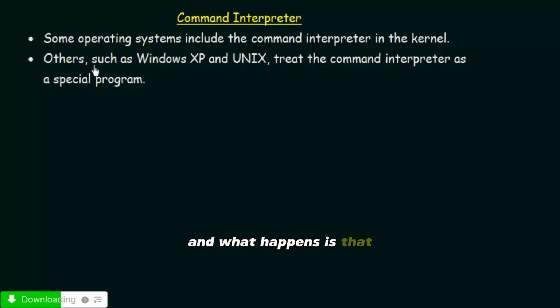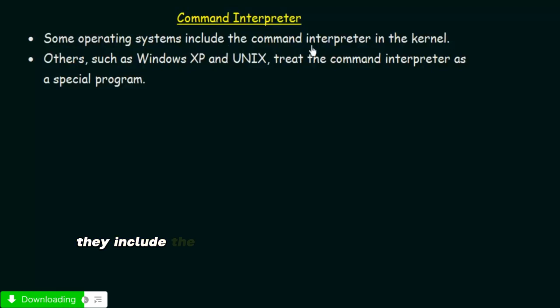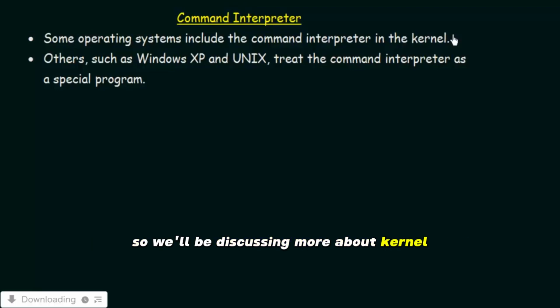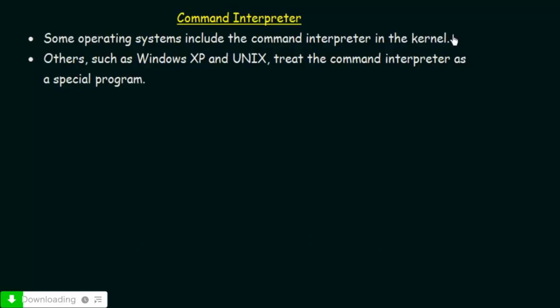Some operating systems include the command interpreter in the kernel. Now, what is a kernel? The kernel is like the heart of your operating system. We'll be discussing more about the kernel as we move ahead in this lecture series. You must know that in some operating systems, the command interpreter is included in the kernel itself, whereas others, such as Windows XP and Unix, treat the command interpreter as a special program. So these are two points that you should remember.